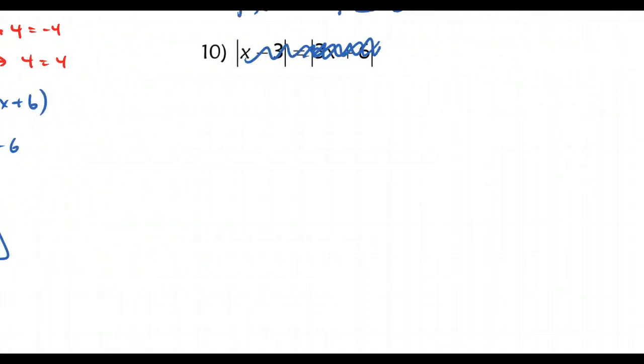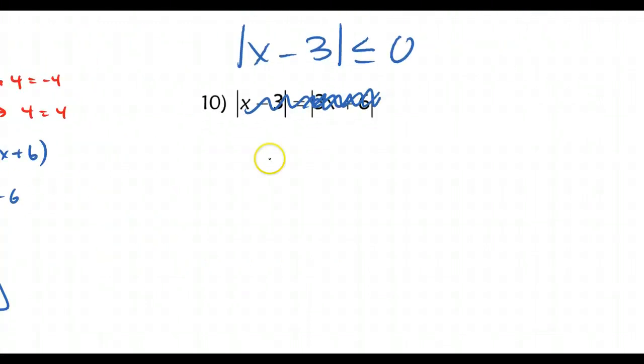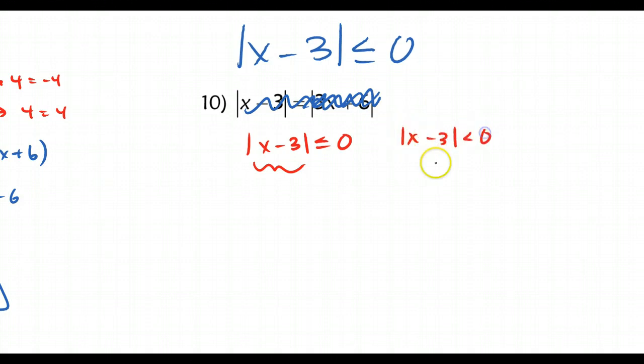Okay, let's move over to question 10. So I changed this one. There's a typo beforehand. But the absolute value of x minus 3 is less than or equal to 0. So this is, again, a thinking question here. When is it true that this is going to be less than or equal to 0? Well, because you have absolute value here, if this was strictly less than 0, this would be impossible. There is no solution here.